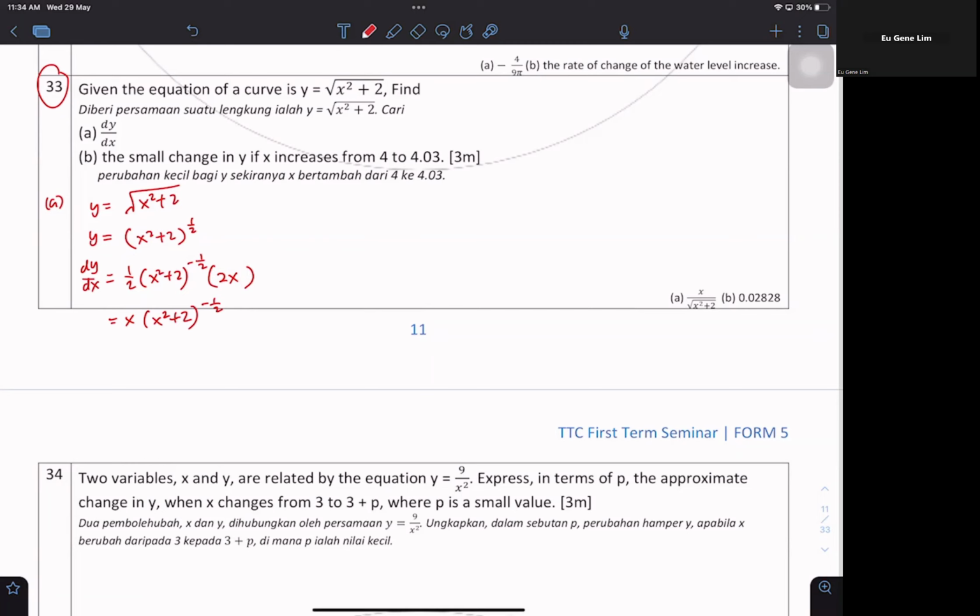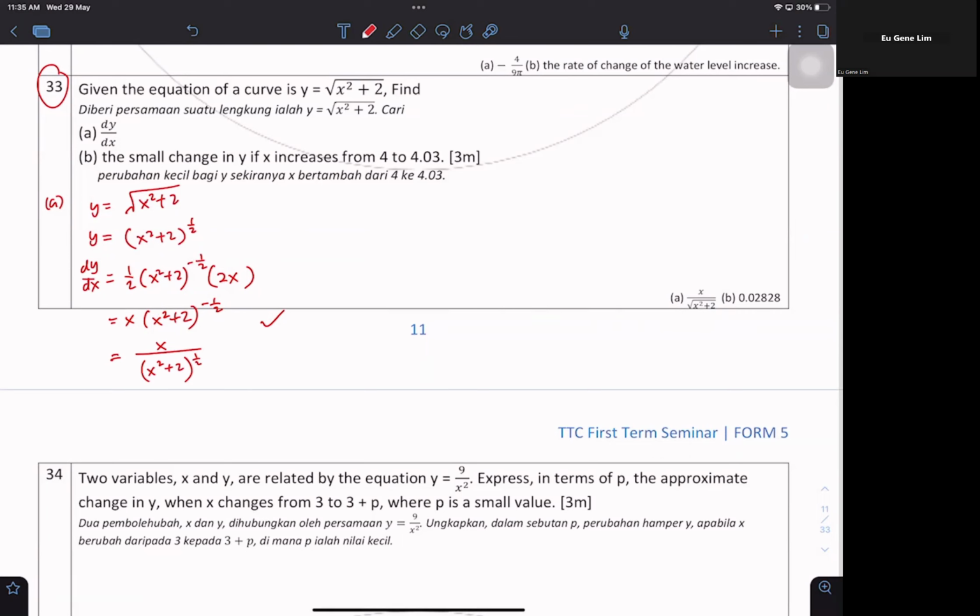If you leave your answer like this, it's acceptable. It's actually correct. But do you know how to change to this kind of answer? If you want to change, you can; if you don't want to change, you also can. First of all, this bracket is power negative, meaning it belongs to the bottom part. Power negative means it belongs to the bottom, so you put it back to the bottom part.